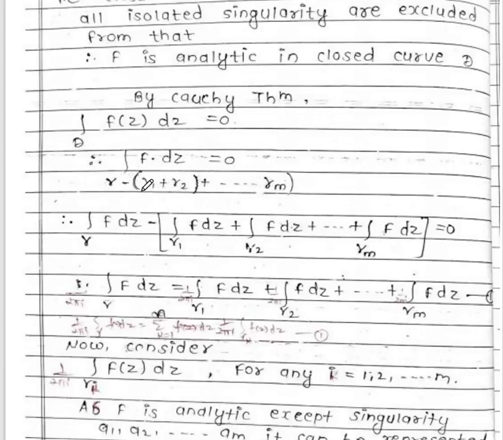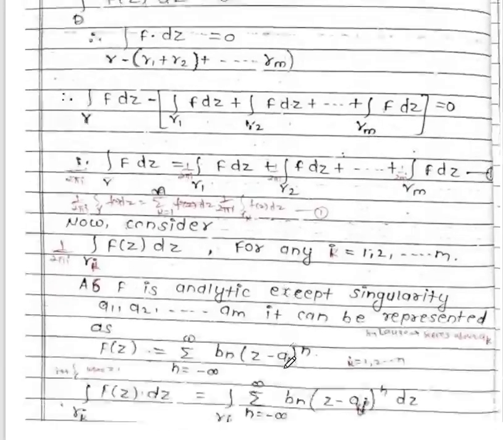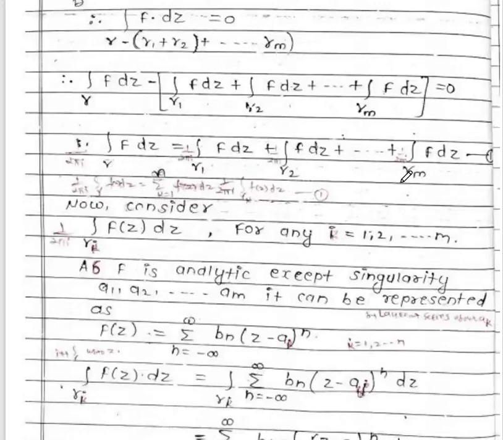Okay, so this can be written as: we will separate the curve integrals, the integral over curve gamma of f dz minus the integral over curve gamma 1 of f of z and so on, equal to 0. Now we will separate the integrals and transfer them to the RHS side, and multiply by 1 upon 2 pi on both sides.